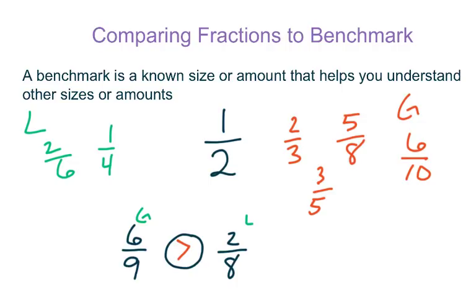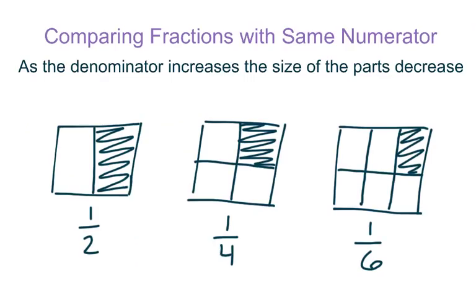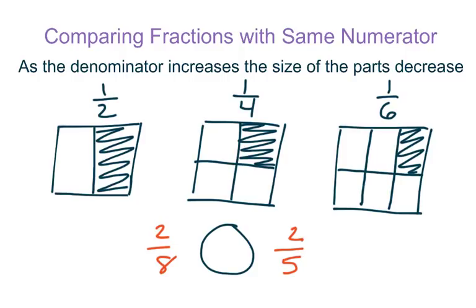Now there are a few other things that we need to keep in mind when we're comparing fractions that can be incredibly helpful. The first one is when we're comparing fractions with the same numerator. That's our number on top. We've already discussed in class that as the denominator increases, the size of our parts decrease. So 1/2 is greater than 1/4, which is also greater than 1/6. If we saw two fractions that we were comparing, let's say we saw something like 2/8 and 2/5. Notice that they both have a 2 in our numerator.